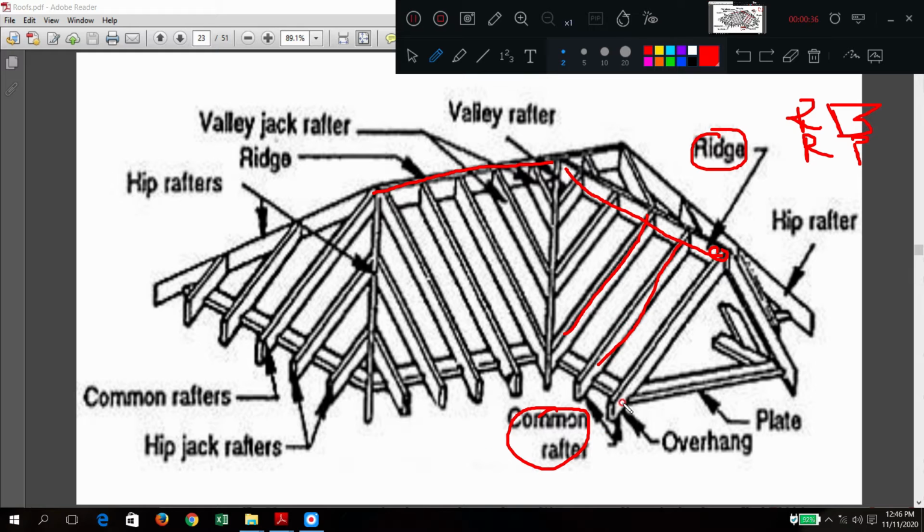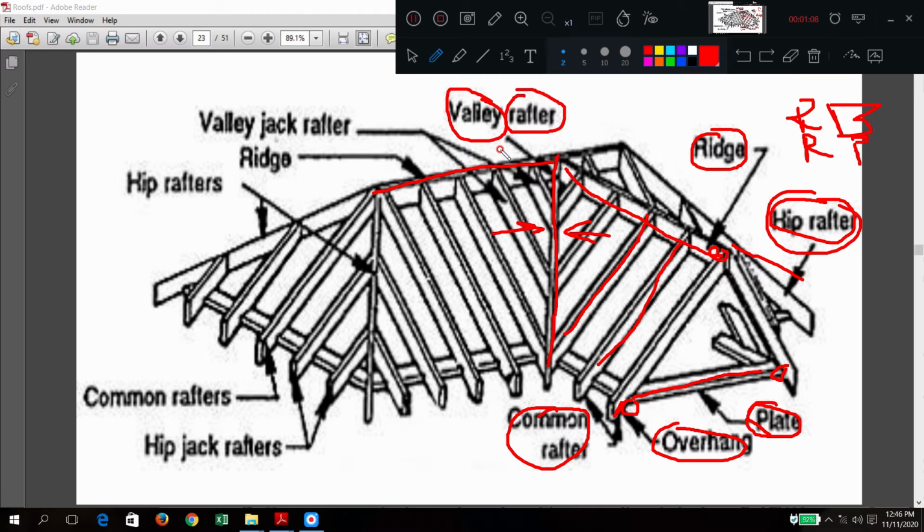Some portion is overhanging, which is why it is written overhanging. The bottommost portion is sometimes called the plate, which is fixed on the wall. The extreme portion is called the hips, and wherever rafters are there, they are hip rafters. Wherever two slopes meet and form a depression, we call it a valley, and the corresponding rafters from top to bottom are called valley rafters.